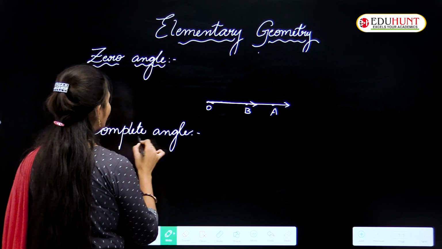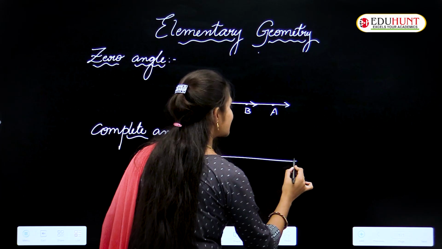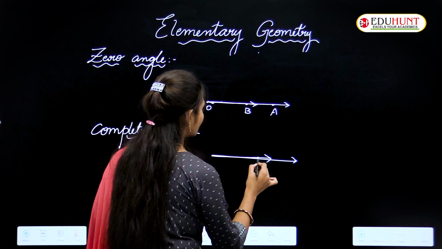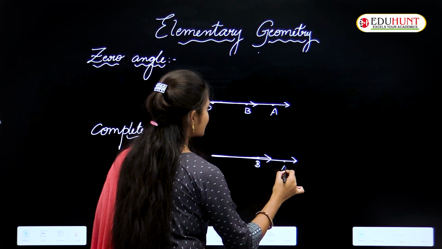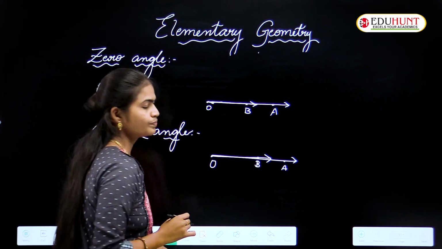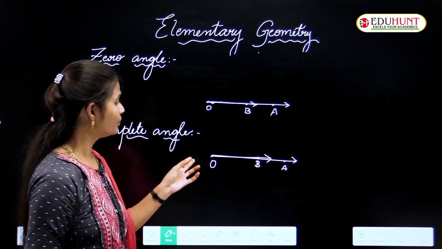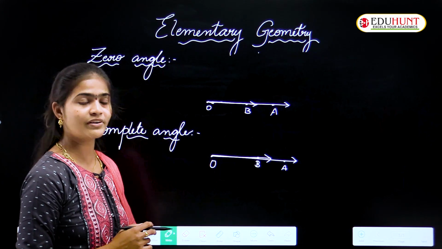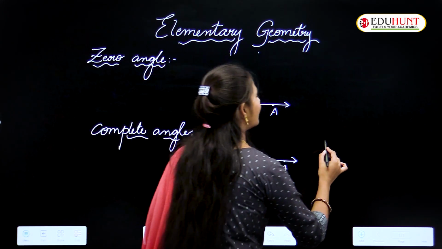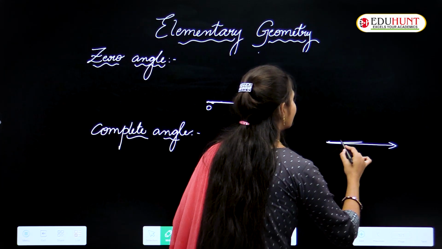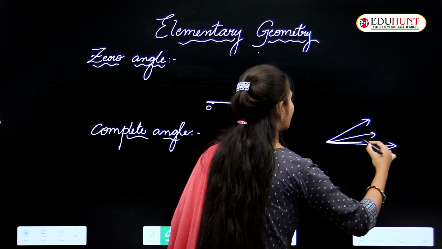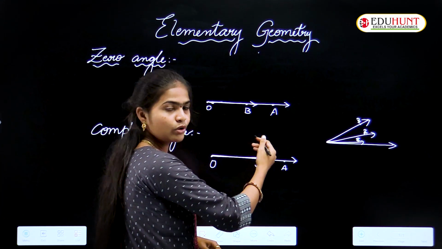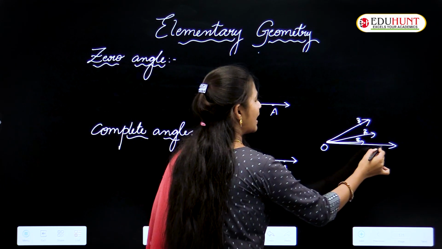So what does complete angle mean? Here also we are going to take the same diagram, but a small difference is there. So this is OB, this is A and this is O. Here also we take two rays, same as the zero angle diagram. But what is the difference? Here the terminal ray, which one are we going to take? This is OB. This is the same ray I am going to take. This is O and this is A.